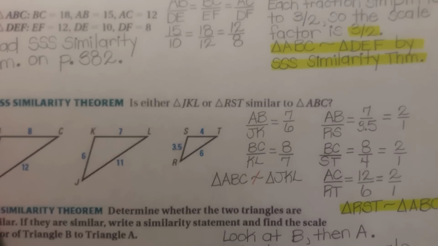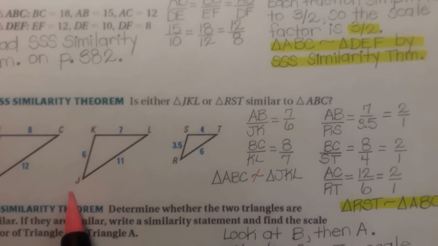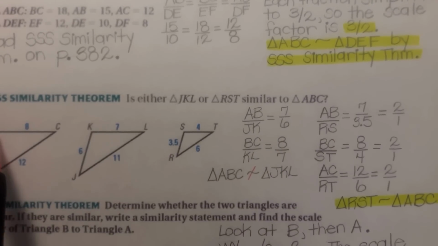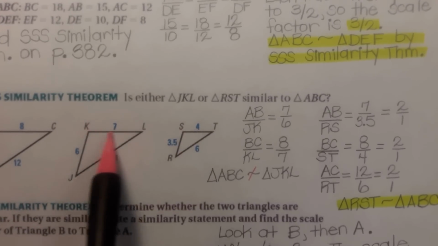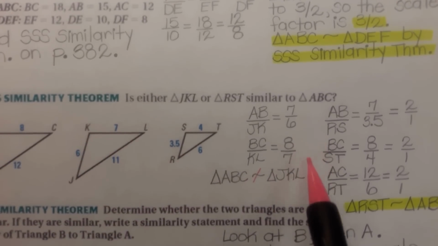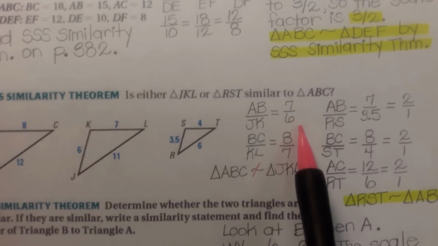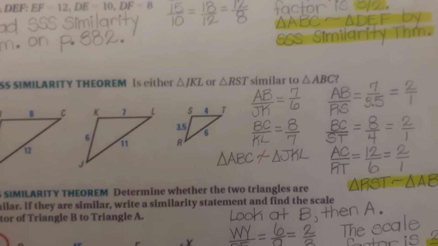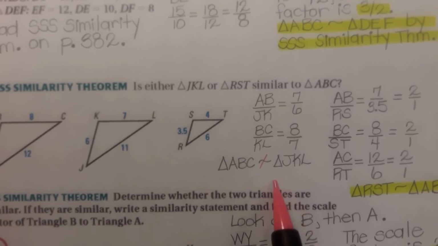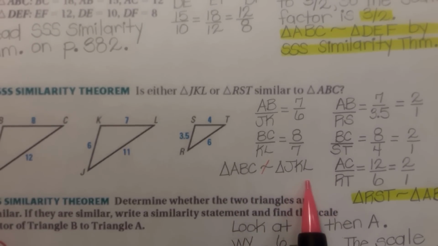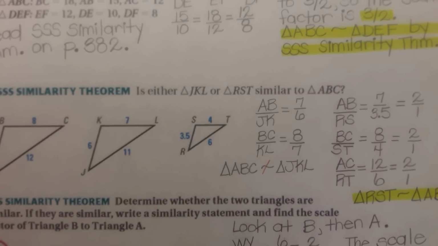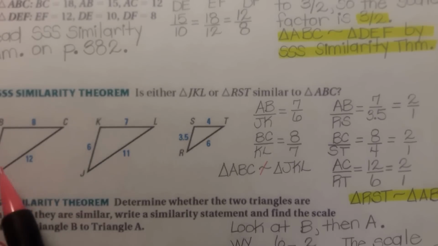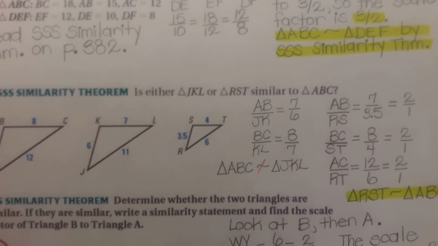So I know that side AB corresponds to side JK, so I have 7 over 6. Next one, I want to see that BC corresponds to KL. So I have 8 over 7. But I noticed that 7 over 6 and 8 over 7, they're not the same values. So because they're not the same value, that tells me that triangle ABC is not similar to triangle JKL. So there's no need for me to do that third side because they're not similar.